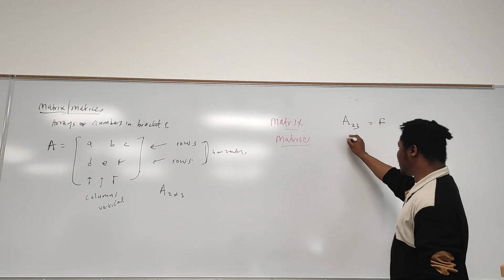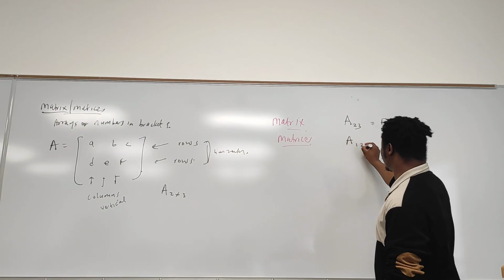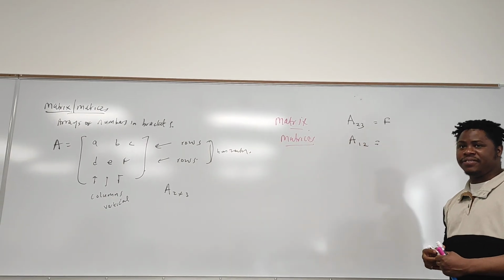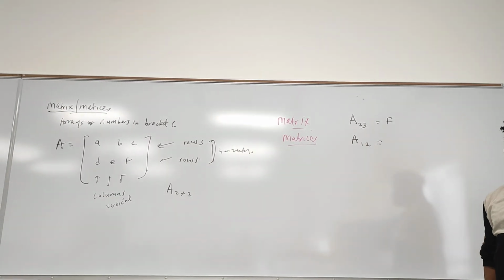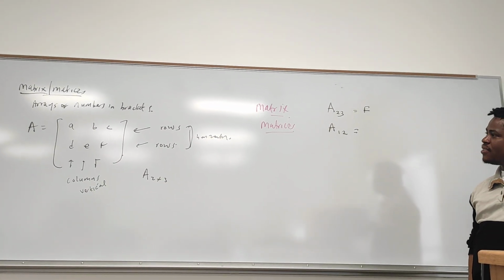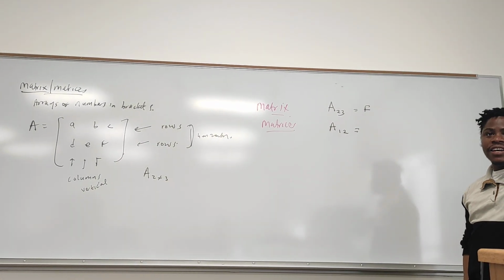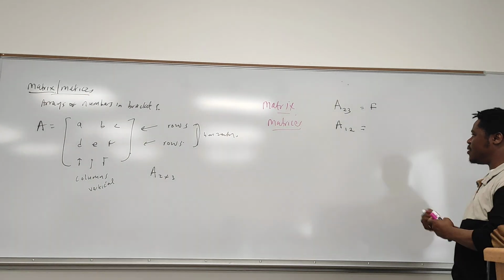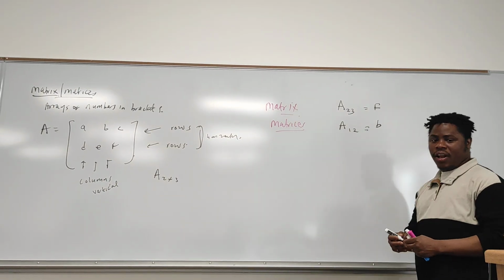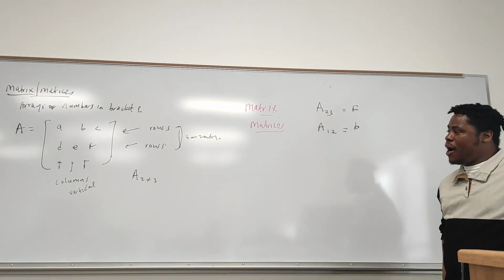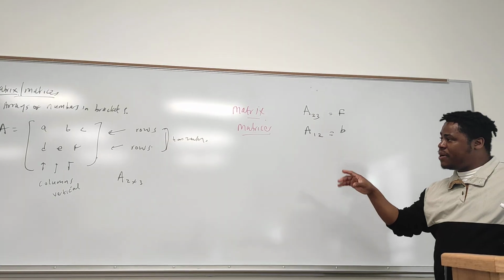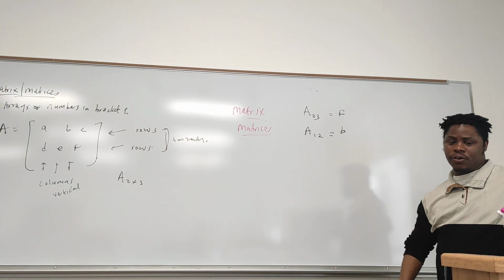If I tell you to find element A12, who can tell me what the answer would be? Anyone? B. Is that correct? First row, second column, B. Okay, great. So that is what a matrix is, and that is how to call a matrix.